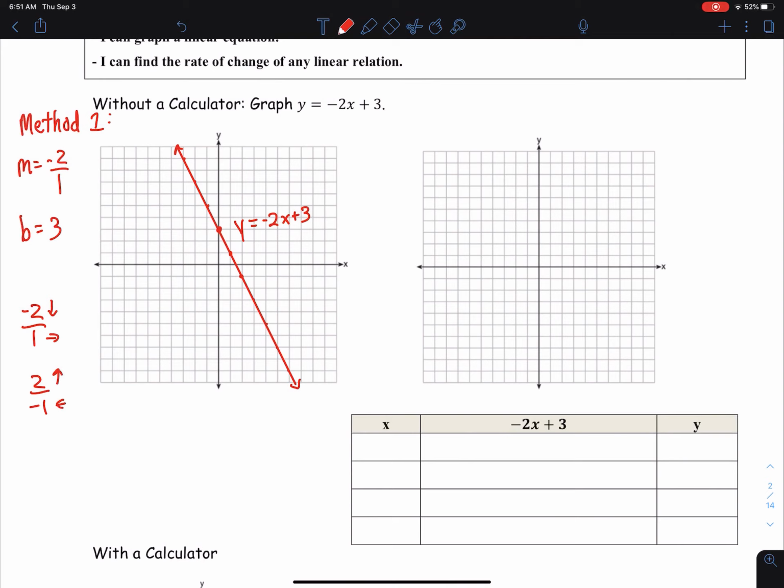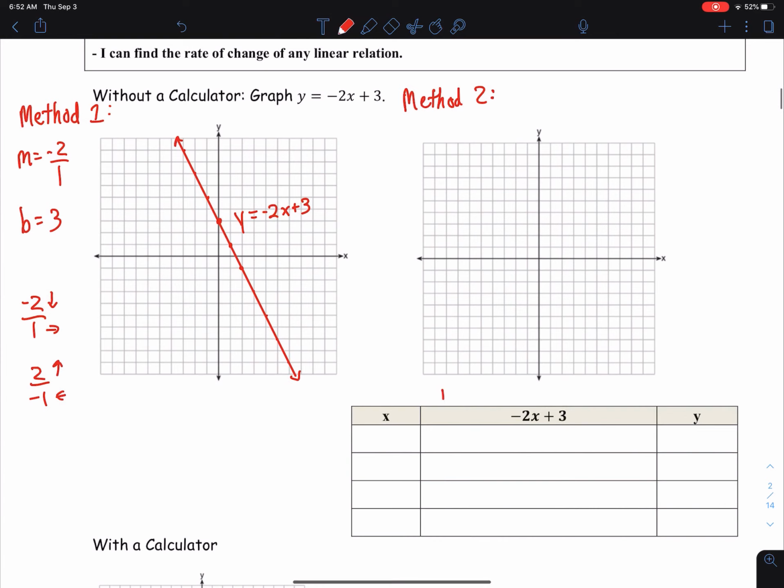Now, a different way is using a table of values. So method 2, we have a table of values. On the x side, you just want to put x values on the left side of this table that you are going to be able to graph. I'm going to put one that's not able to graph, so you see what I mean. So let's do negative 1, 0, 1, and we'll do 10.